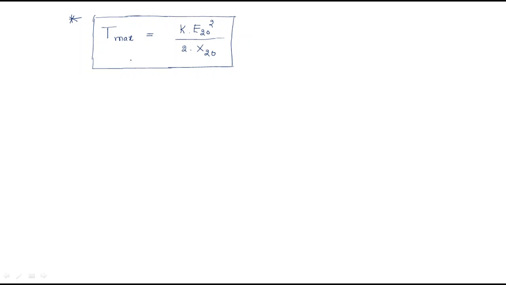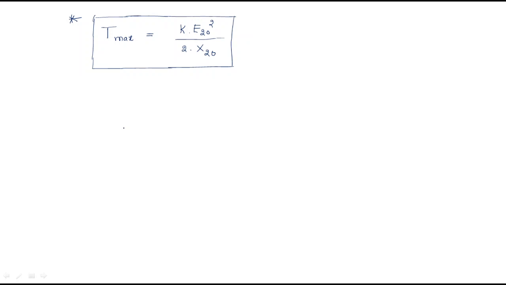The maximum torque developed by the induction motor is given by this formula, K E2 square by 2 into x2 naught. We can also get this maximum torque by another method, the maximum power transfer theorem, but we don't need this. Just we will have some observations.